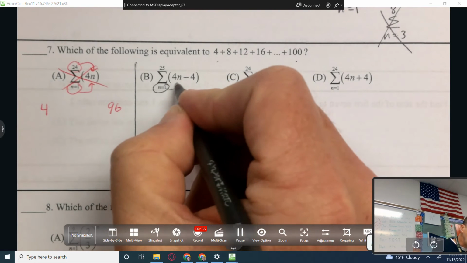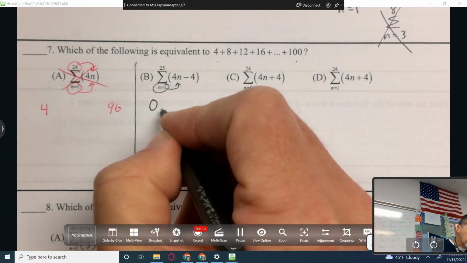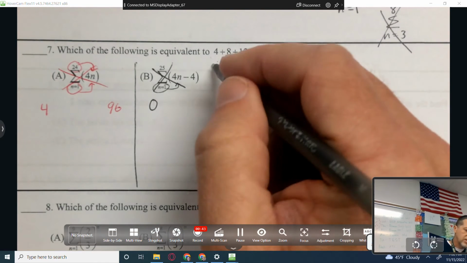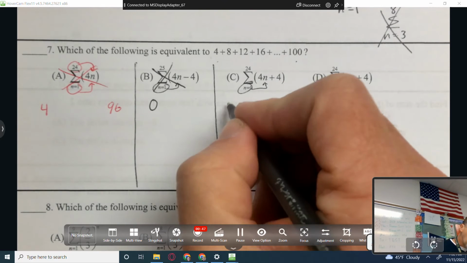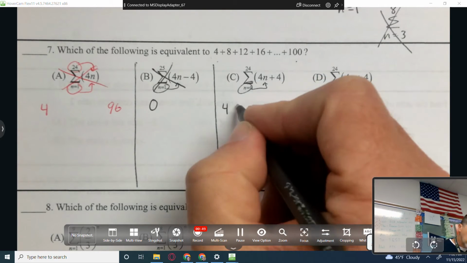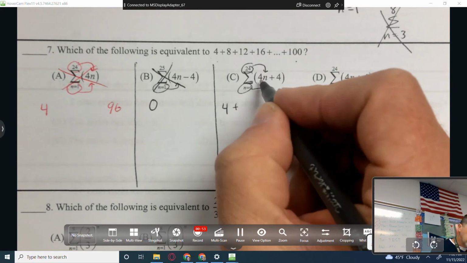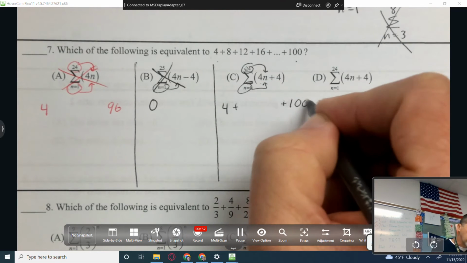If I plug in 1, 4 minus 4 is 0. Well, my first term's not 0, so that one's out. Plug in 0, I get 4. If I plug in my last term, 4 times 24 is 96, plus 4 is 100.